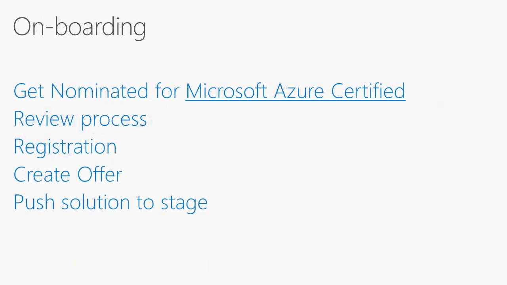So let's talk about the onboarding. Onboarding goes through these steps. You get nominated. You can fill out a simple form in Azure Certified. There's just a few questions. There's a review process that takes a look to see if some basic criteria are met. There is a registration process that you need to go through to officially register, and then you create the offer, and then you push the solution to stage. Once the solution is in stage and tested, then it goes to production. So that's the overall onboarding process.